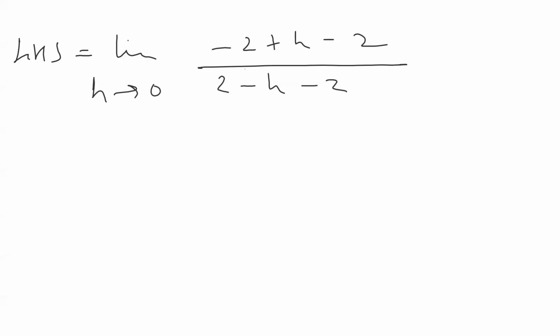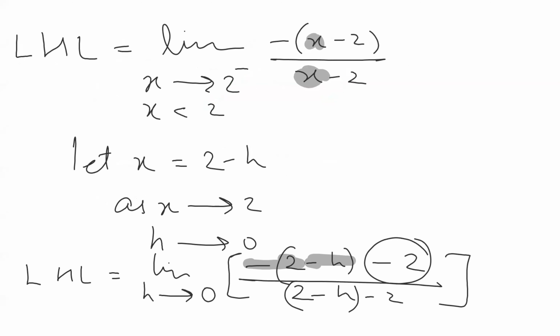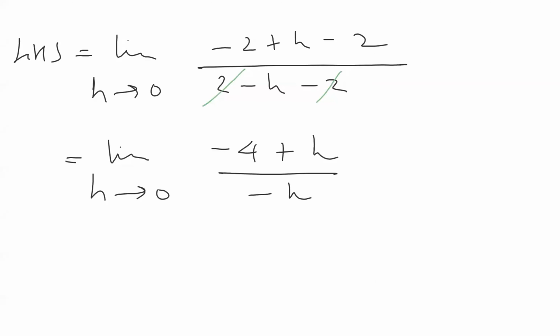So down we can cancel this 2. Up we are having minus 4 plus h upon minus h. Okay, fine. So basically, I think I have made one bracket error over here. I'll just re-explain this. Just a second. Yeah. So minus of, let's write 2 minus h minus 2. It is in this way. Sorry for this.